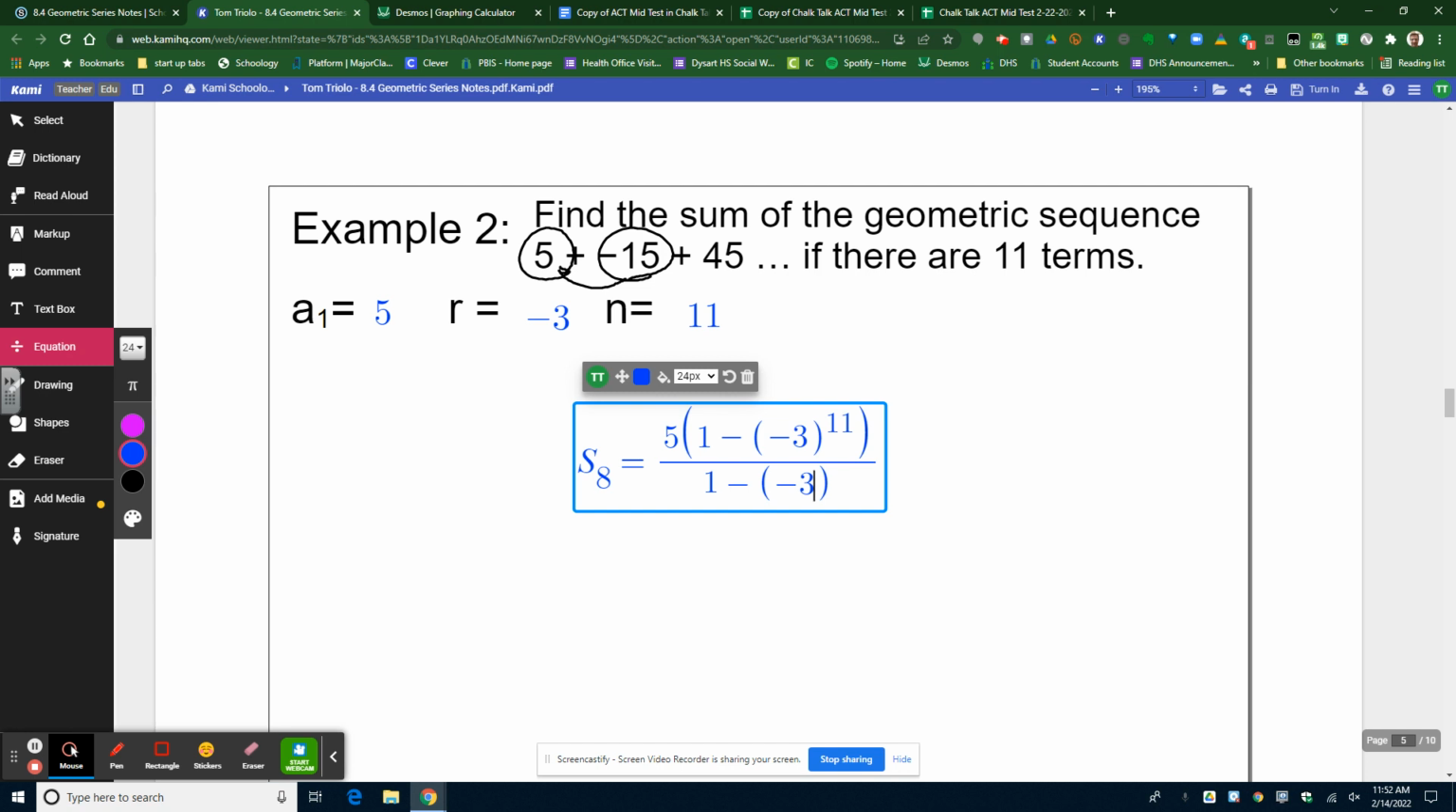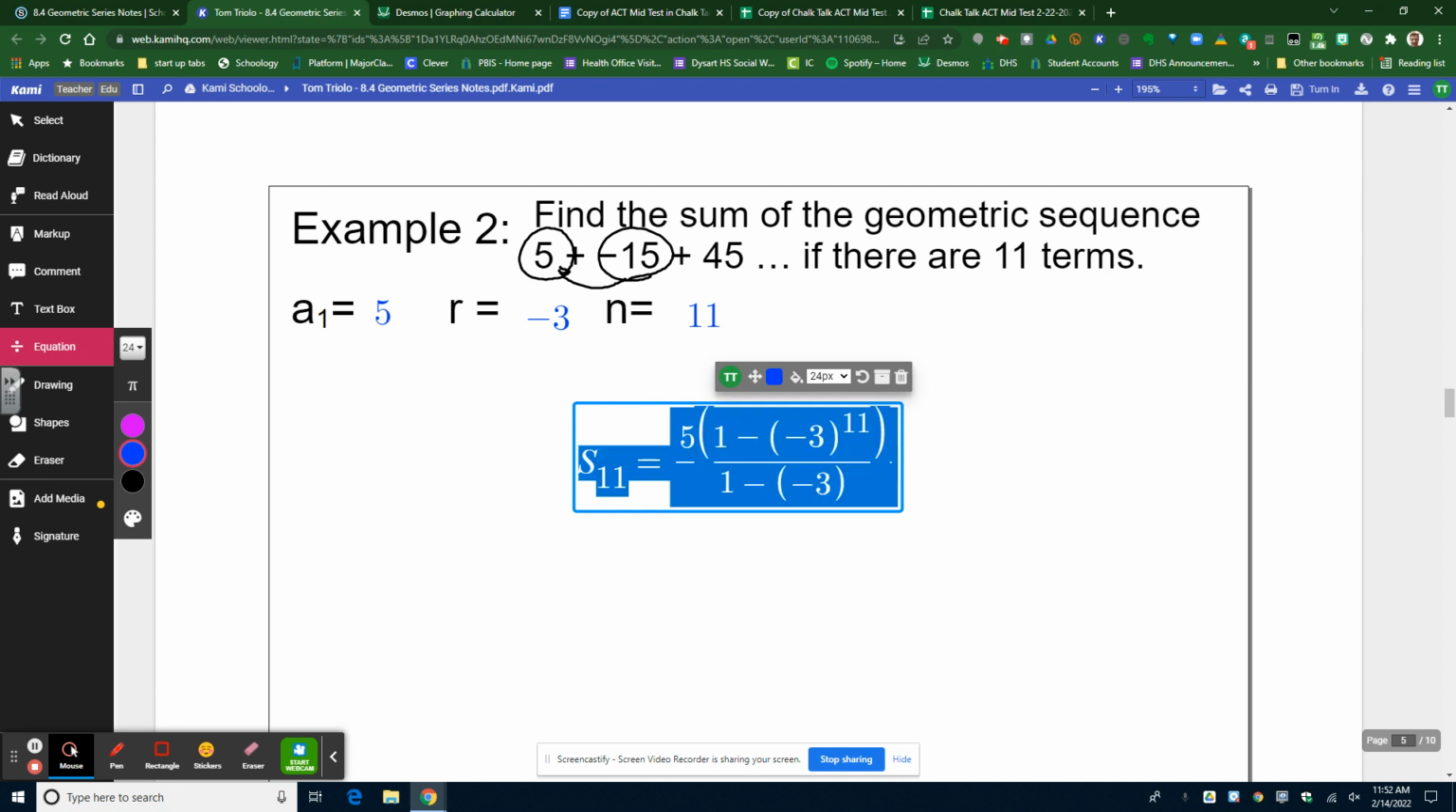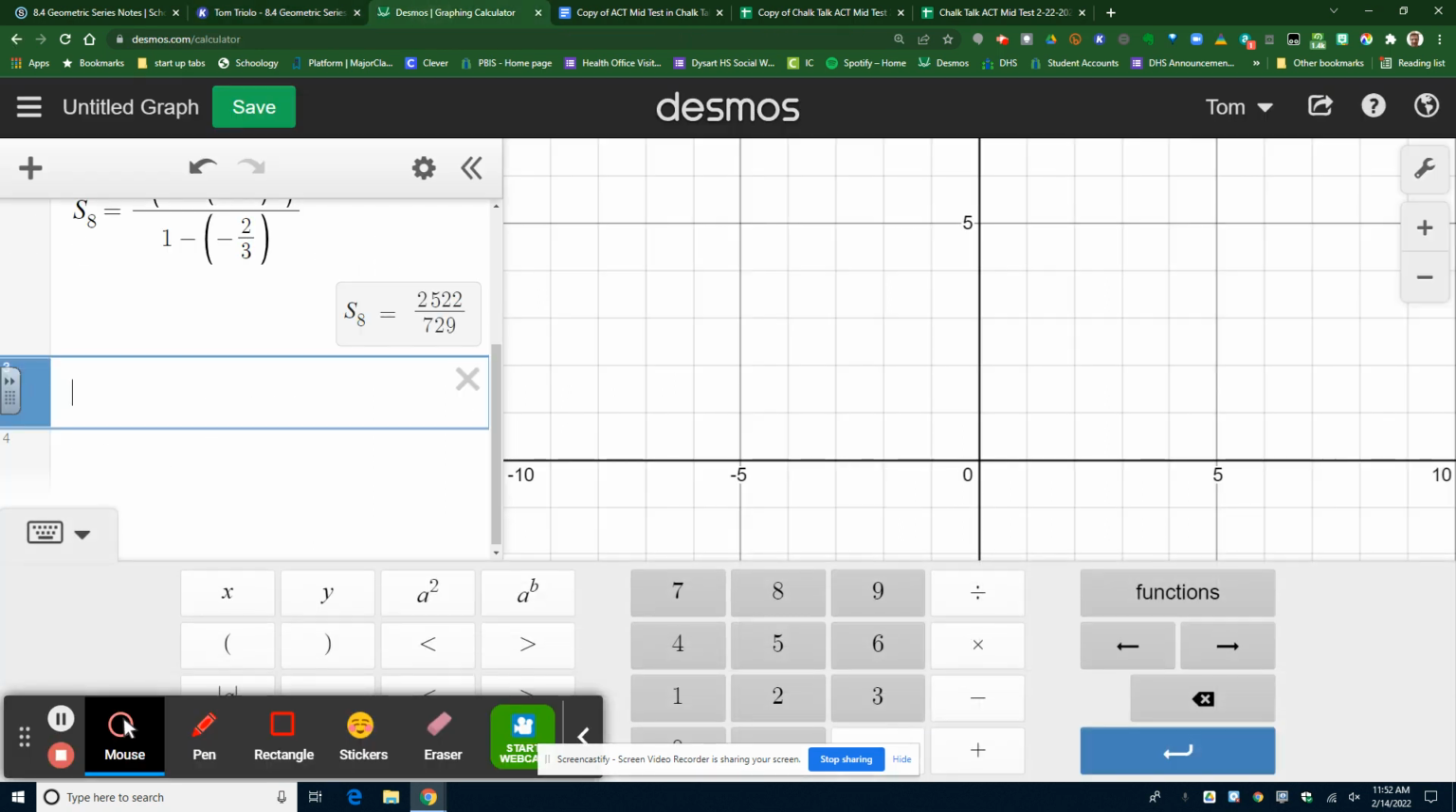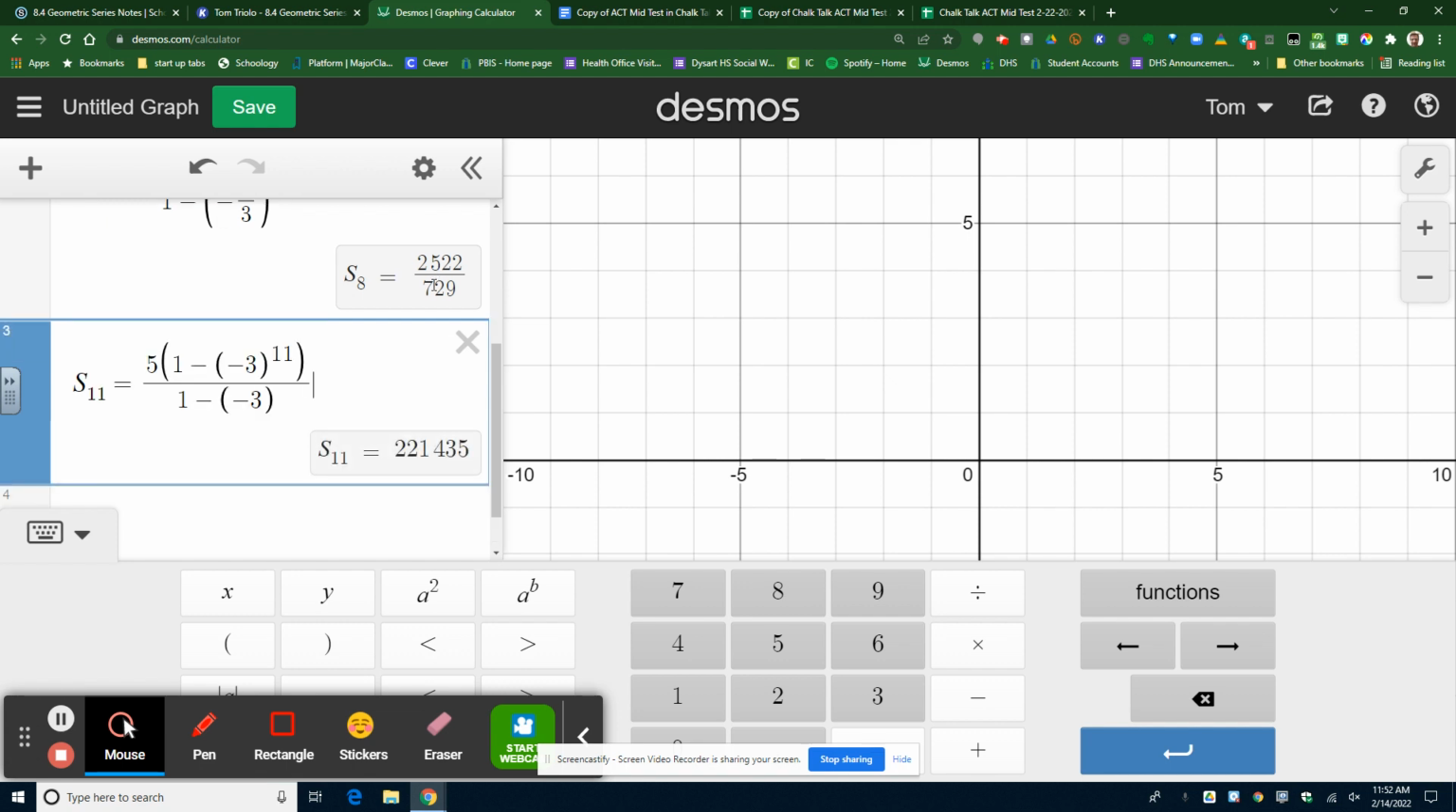So 5, negative 3. I think we're good now, right? Except for the S. It's not going to hurt it, but we should make it the same. So the exponent should always be the same as the subscript. All this means in English is the sum of my 11 terms is equal to the first number times 1 minus the common ratio raised to the number of terms over 1 minus the common ratio. Now we're ready for Desmos. Control A, Control C. Control V. That's rather large.